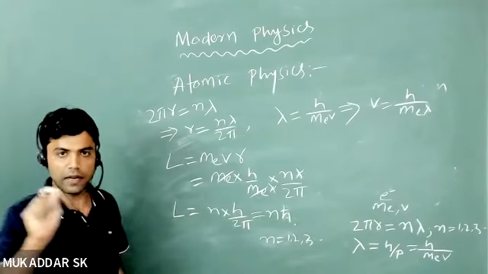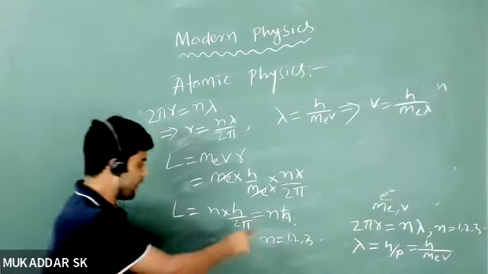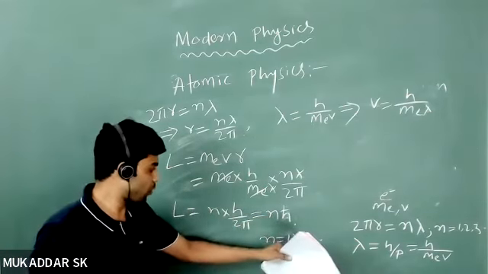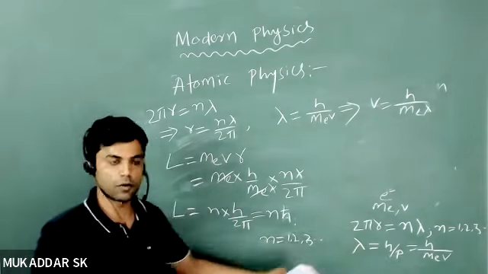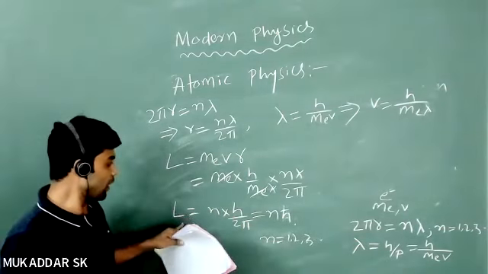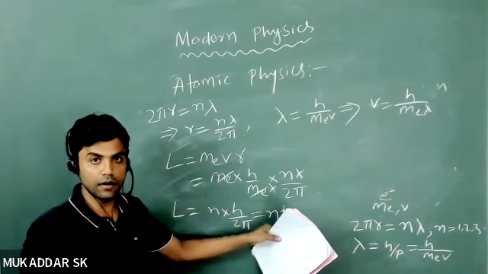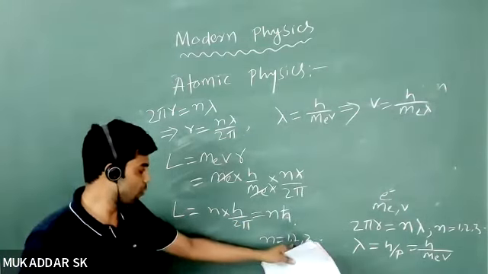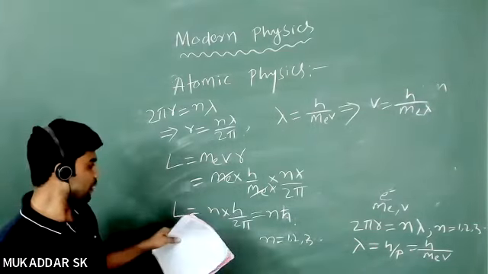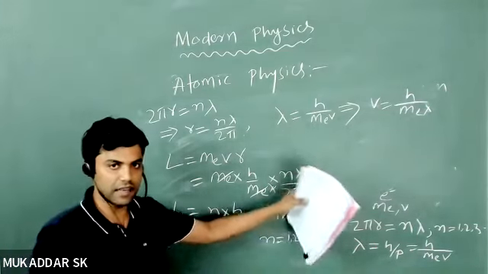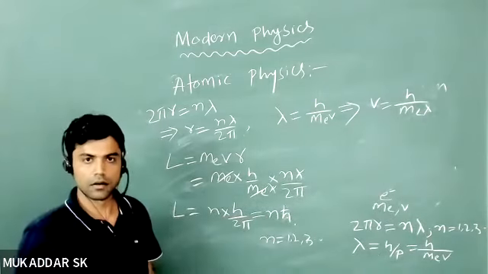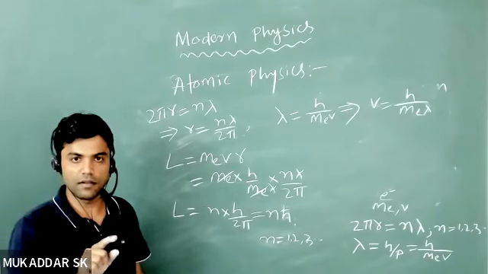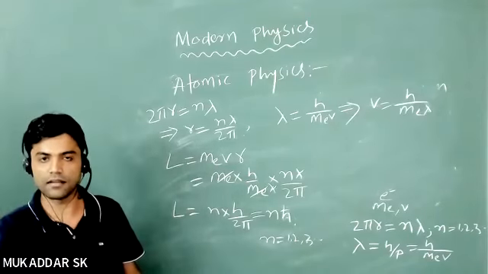Angular momentum is defined as this, and finally you are getting that angular momentum equals n h cut, and the n value can run 1, 2, 3. Only these values are allowed. It means the angular momentum of this orbiting electron is quantized in nature, because only these values are allowed: h cut, 2h cut, 3h cut, and so on. So angular momentum is quantized in nature. The second assumption is that angular momentum is quantized in nature.